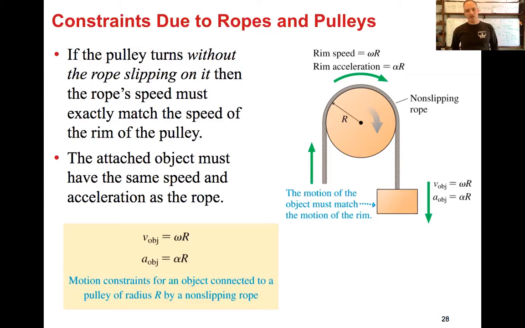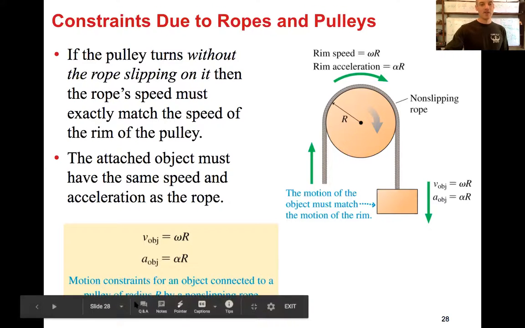And the object falling is also going to have the same speed as the pulley because it's not going to slip. So in that case, the velocity of the object is equal to the rotational speed of the rotating object times the radius. And the acceleration of the object is equal to the angular acceleration of that pulley times the radius of the pulley. So you can convert between the two pretty easily. If you're dealing with pulley systems, that's a good way to look at it.